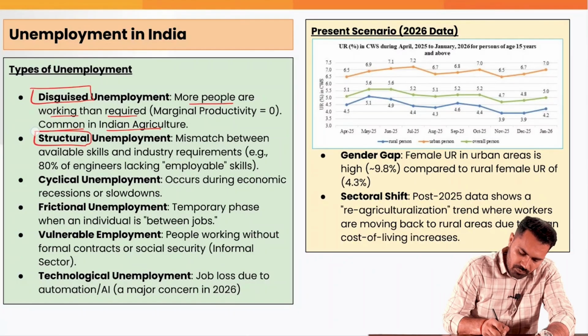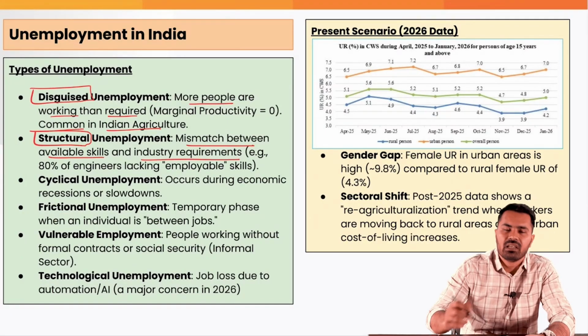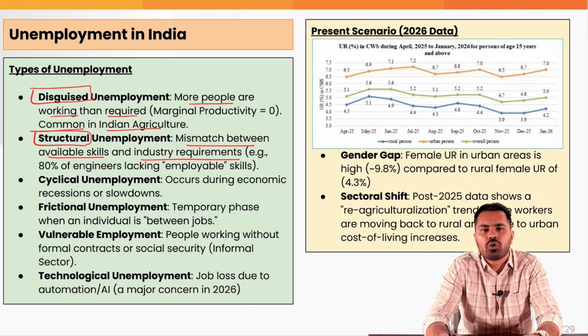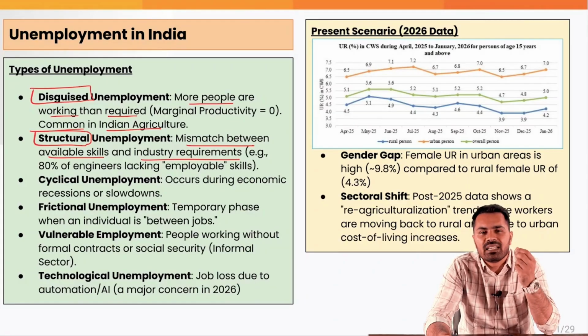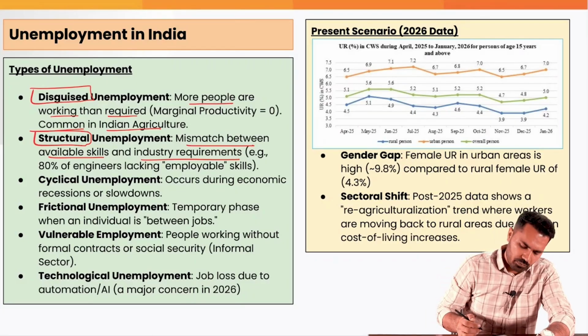Second is structural unemployment. What does it mean? That there is a mismatch between available skill and industry requirement. This is largely seen in the majority of the engineers graduating from Indian colleges. Some reports from McKinsey and different companies say that more than 80% of the engineers graduating from Indian universities and colleges are unemployable because they do not have the desired skill to work in the industry. So this is structural unemployment.